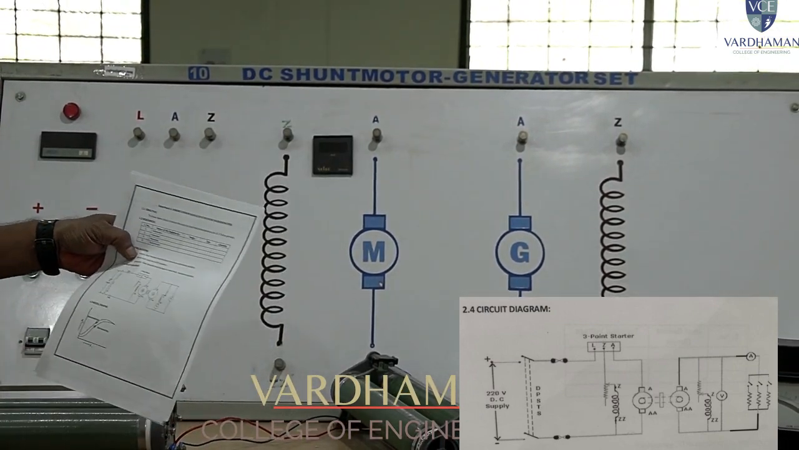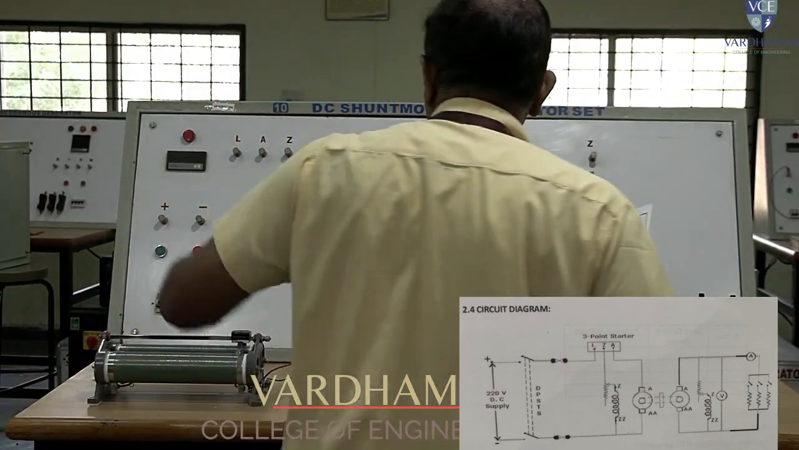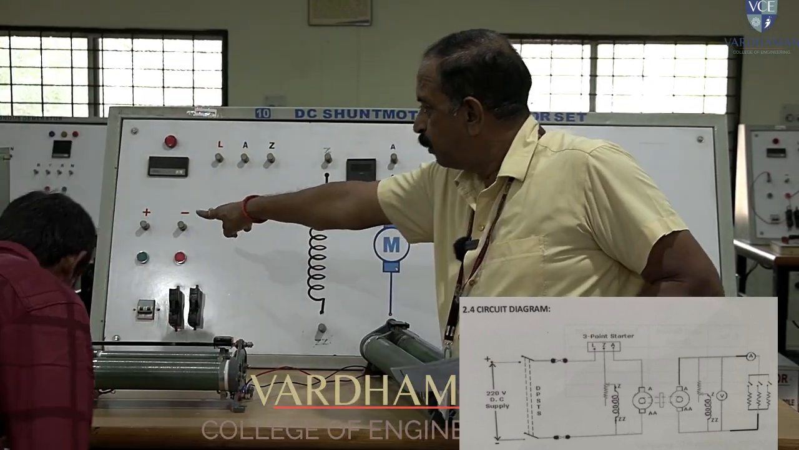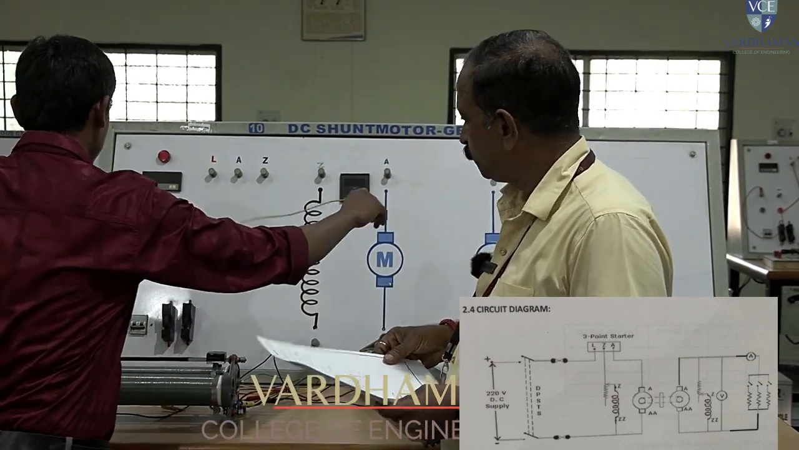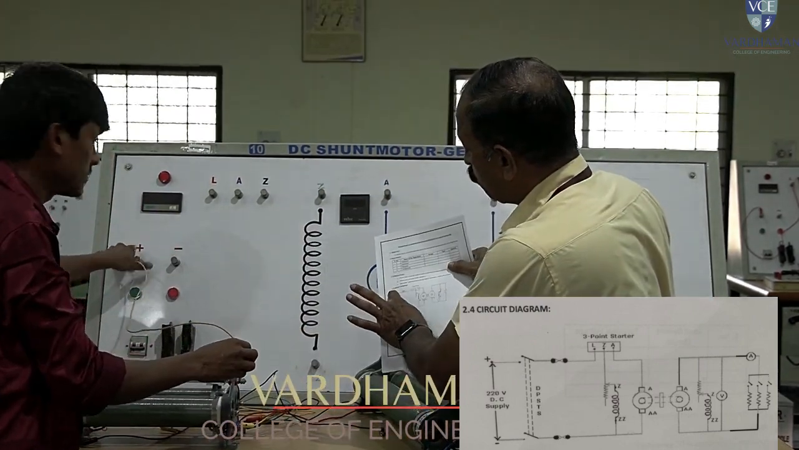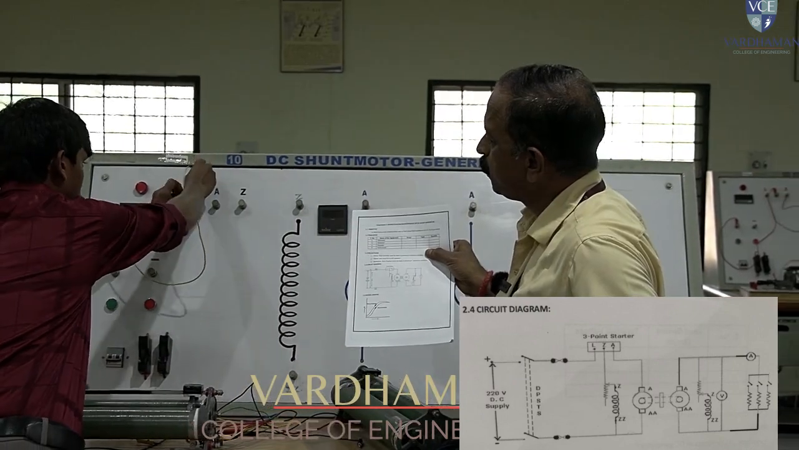With the help of Madhu sir, I will try to connect the circuit. I will explain the connections and he is going to connect. So first take the positive terminal and connect it to L. Slowly. This positive terminal is taken to L of the starter, right?